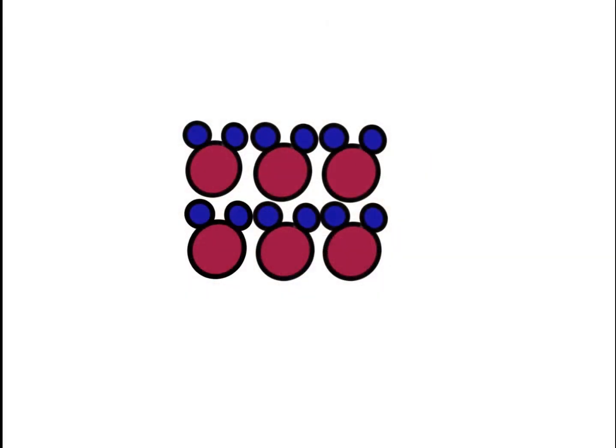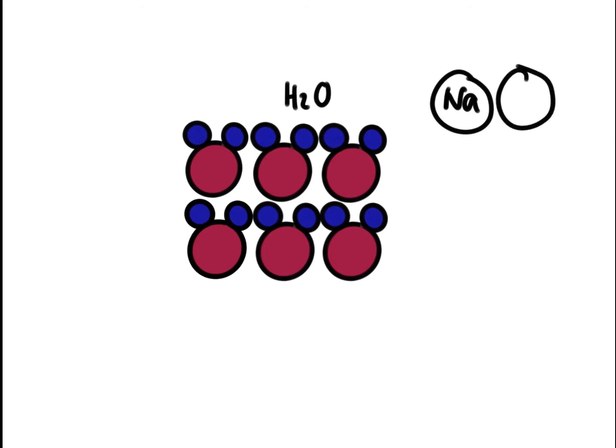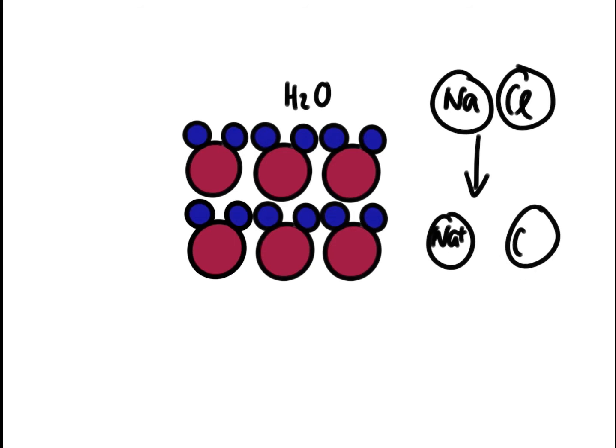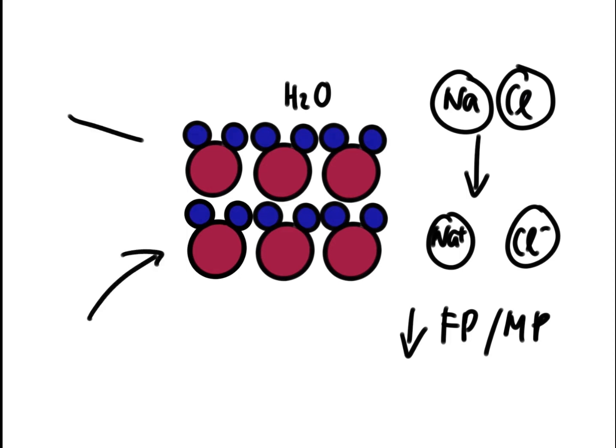The science behind freezing of instant ice cream comes from this. Imagine these are H2O molecules, and when I added table salt, or sodium chloride, this separates into sodium ions and chloride ions, which decreases the freezing point, or the melting point, of the ice cubes, which allows the ice cubes to absorb more energy from its surroundings.